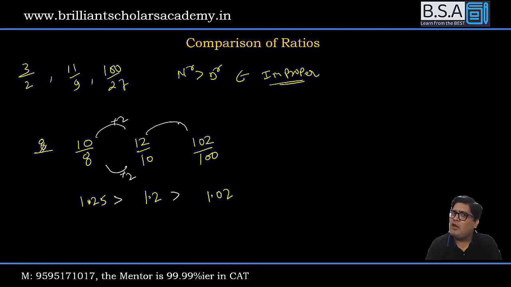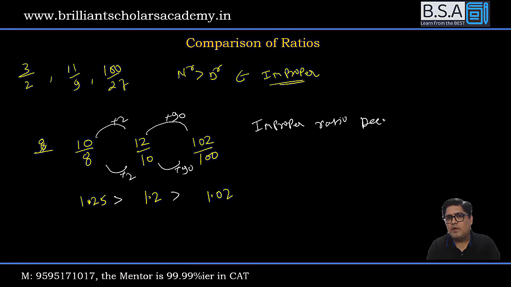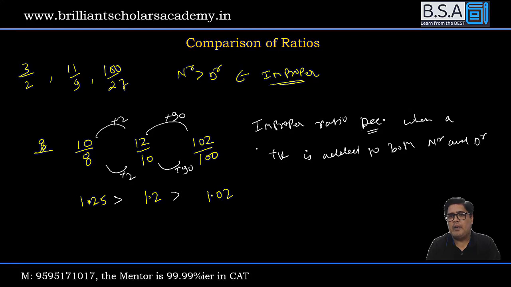It could be any constant. It could be any number that you add. It should be same in both places. I'm saying improper ratio decreases when a constant is added to both numerator and denominator.